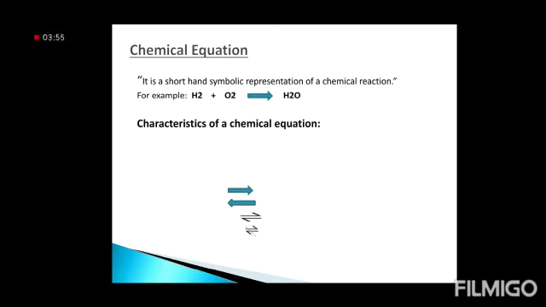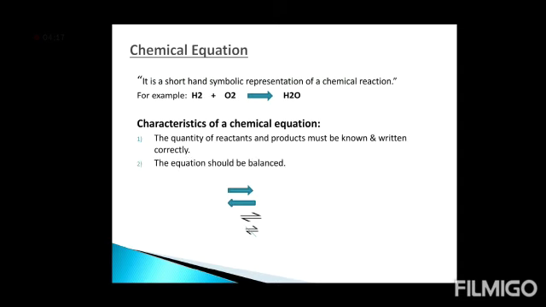Characteristics of a chemical equation. There are a few properties which must be present in a chemical equation. Number 1, the quantity of reactants and products must be known and written correctly. Whatever the reactants and products are in a chemical reaction, their quantity and their symbols must be correct. Number 2, the equation must be balanced. According to the law of conservation of mass, which you studied in grade 8, mass is neither created nor destroyed during a chemical reaction. So the quantity of elements on the reactant side and on the product side must be the same. Then the equation is said to be balanced.